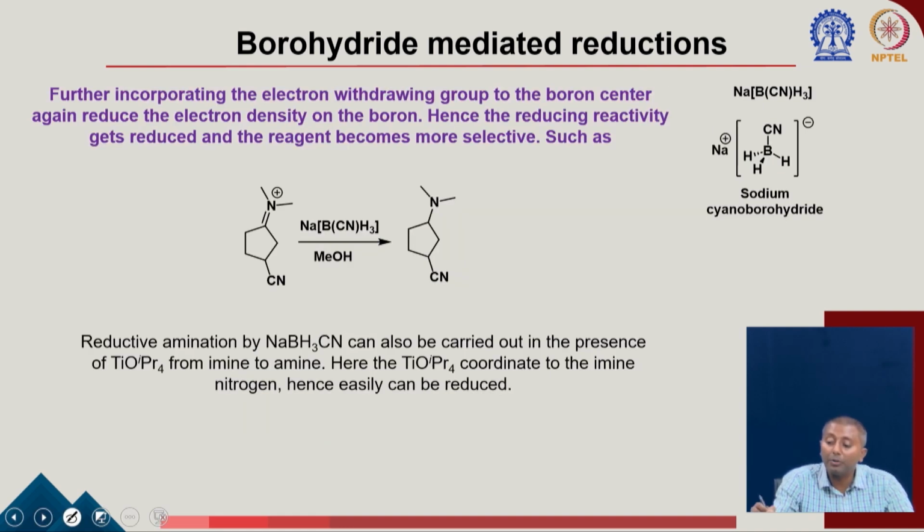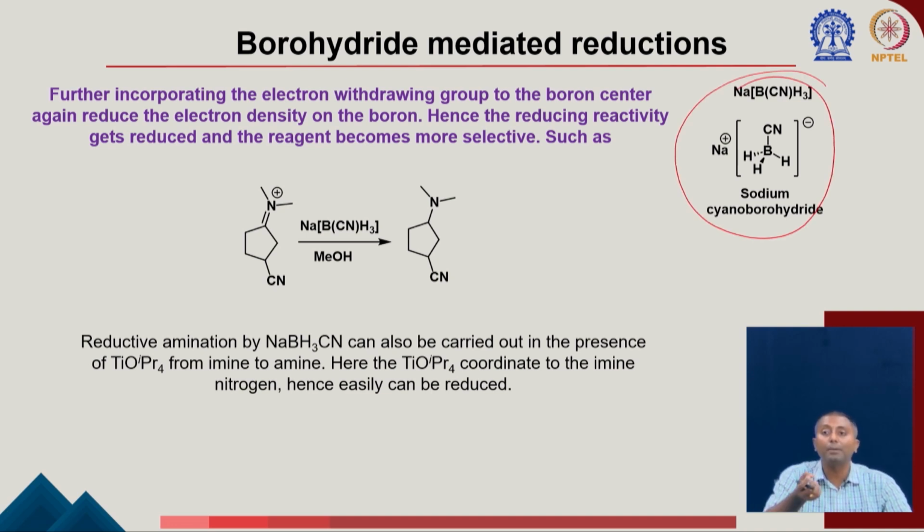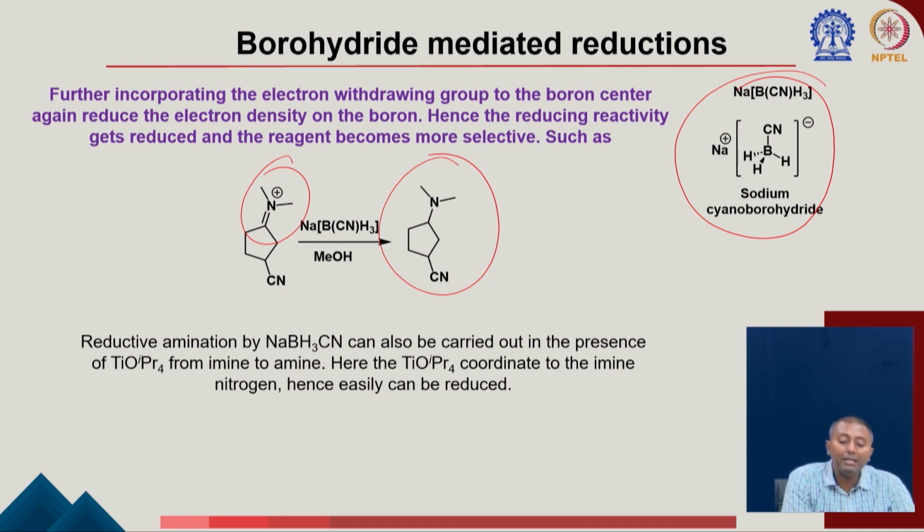Now the other important reason: I talk about sodium cyanoborohydride. If you see, by introducing a cyanide, you pull some electron density from the boron. If you pull electron density, then you make the reagent more selective. So that's why cyanoborohydride is a very selective reducing reagent. It is able to reduce the corresponding iminium, the carbon-nitrogen double bond, to form the corresponding amine here. Also, if you don't have an iminium, if you have only an imine, then sometimes you can use a Lewis acid.